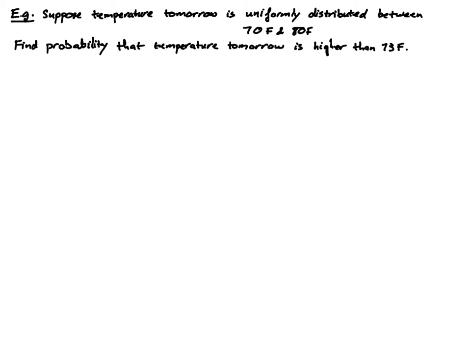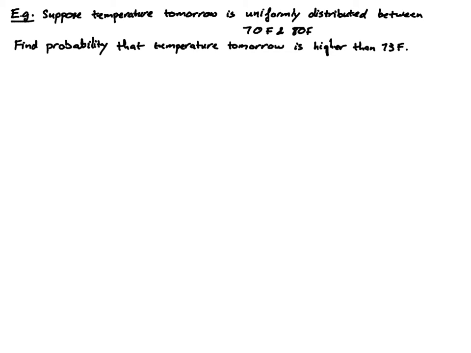Okay, let's now look at an example. Suppose that temperature tomorrow is uniformly distributed between 70 and 80 degrees. Let's find the probability that the temperature tomorrow is higher than 73 degrees.